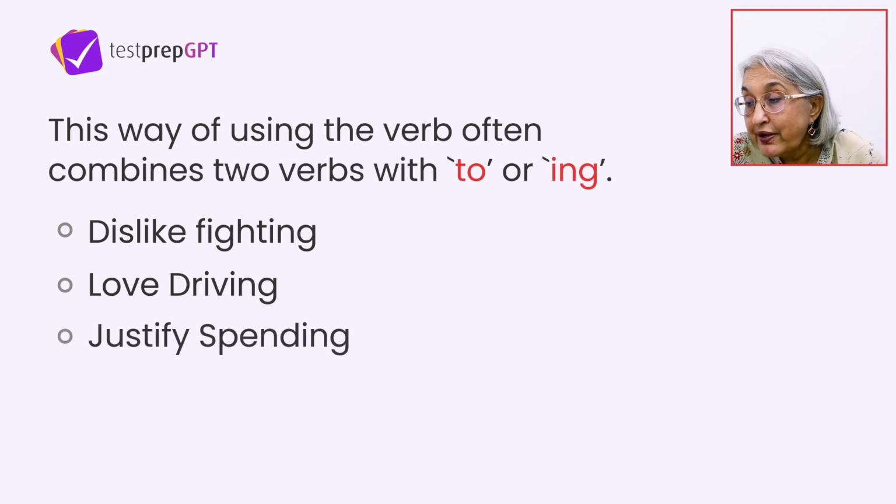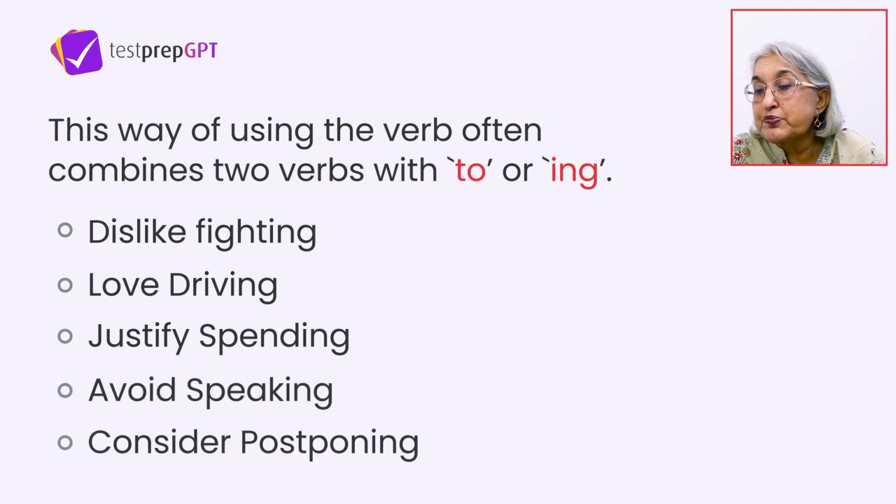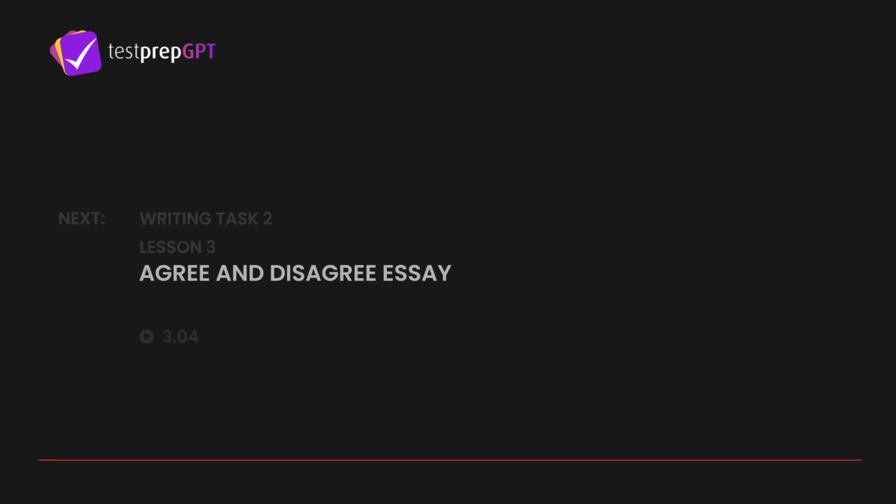Justify spending, avoid speaking, consider postponing. So here, in all these verbs, we'll find the ing form. But along with that, we have a verb separate from that also, like dislike, love, justify. So there are two verbs here. So this is the double form of the verb, right? So you can use this double form. You can use two verbs also.